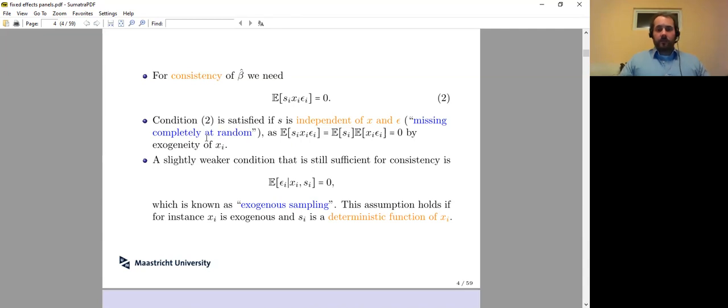Now, missing completely at random may be relatively strong. However, we can make this slightly weaker by assuming that we have this exogeneity, not only conditional on the X, but also on this indicator S. And this is known as exogenous sampling. This assumption can hold, for instance, if X is exogenous in the population, as we have assumed, and s_i is a deterministic function of the X. And in that case, this condition here would be satisfied.